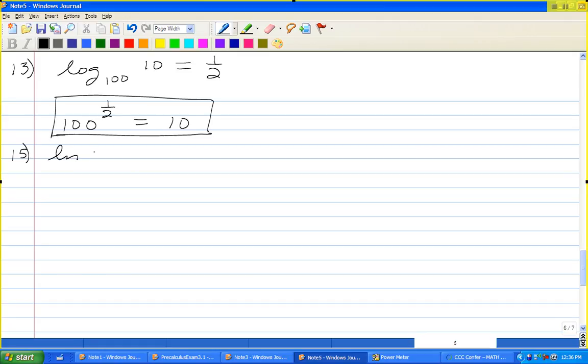15. ln e to the 2 is equal to 2. So the base is e, because we have the natural logarithm, so it's assumed to have base e. The exponent is 2, and the result is e squared.